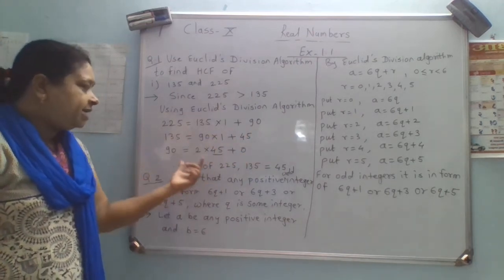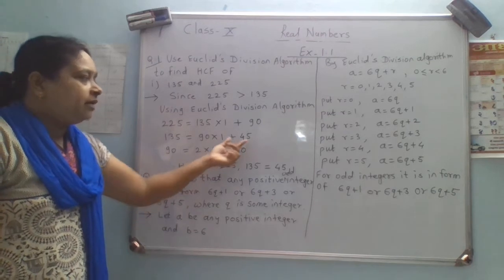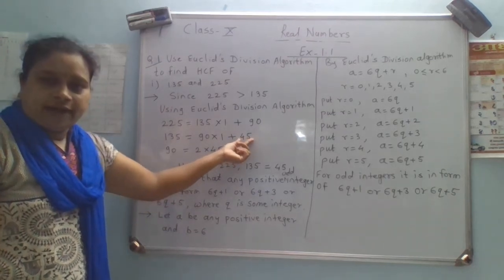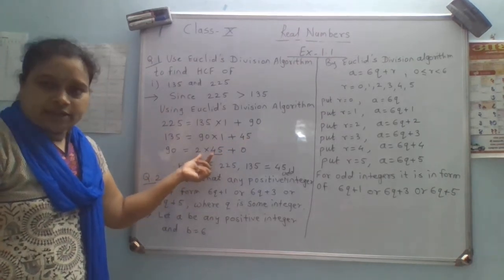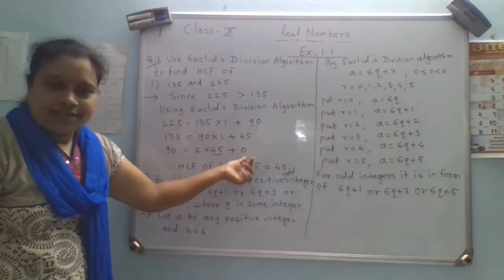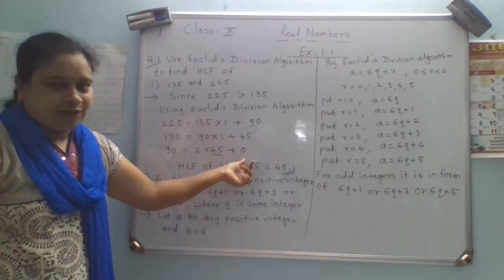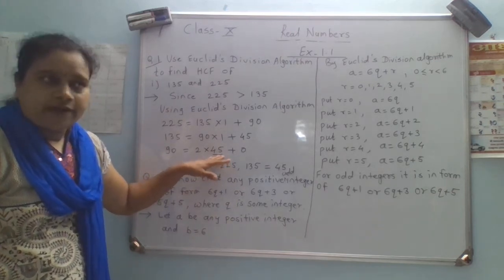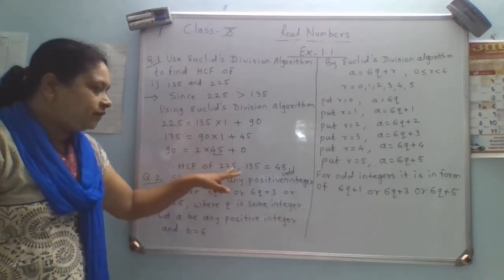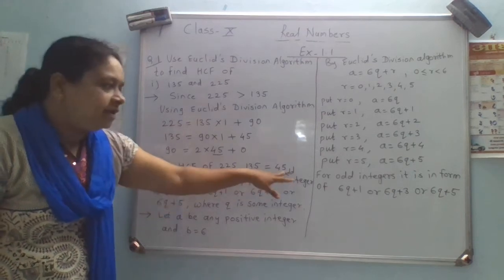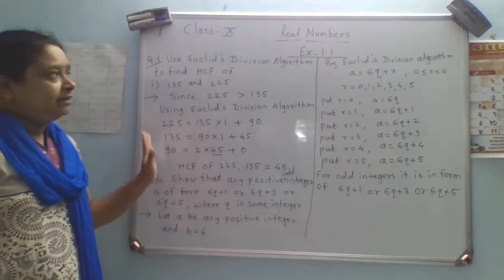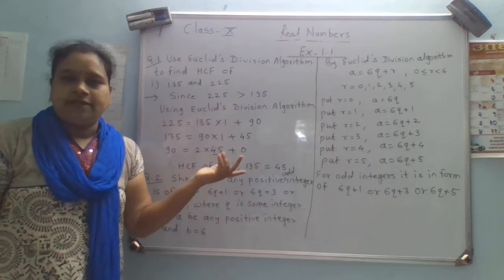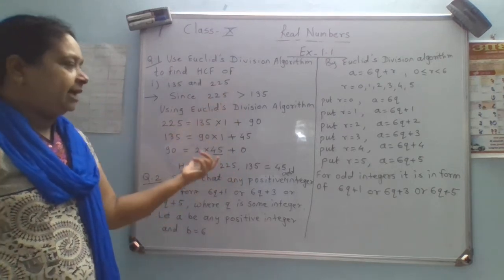Then the next step is to divide 90 by 45. The quotient is 2 and the remainder is 0. In this step we get the remainder 0, and the divisor in this step is 45. Then the HCF of the given two numbers, 225 and 135, is 45. You can solve the next two examples given in the textbook the same way.